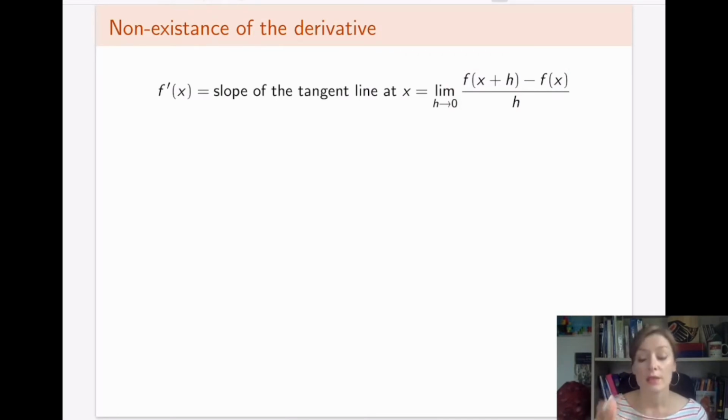So, thinking kind of like we were thinking about the continuous functions, it's easier to think about when the derivative might not exist.